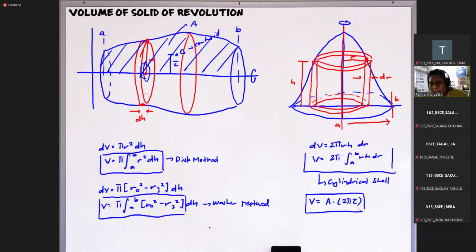So ang tatandaan lang natin, yung washer method ginagamit lang natin pag may butas. Yung disk method naman ginagamit lang natin pag walang butas yung solid. Yung cylindrical shell method, pwede natin gamitin may butas man or wala yung solid of revolution. Itong Pappus theorem naman, ginagamit din natin to may butas man or wala. Ang importante lang sa Pappus theorem, para magamit natin, is dapat hindi nag-i-intersect or hindi lumalampas yung area natin doon sa solid of revolution.